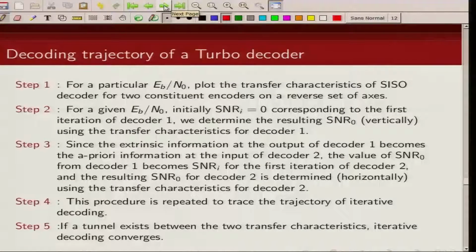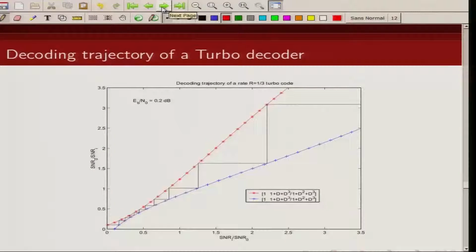Our decoding trajectory will not get stuck if there is a tunnel. If these transfer characteristics cross each other, then our decoding trajectory will get stuck. So, this is an example.